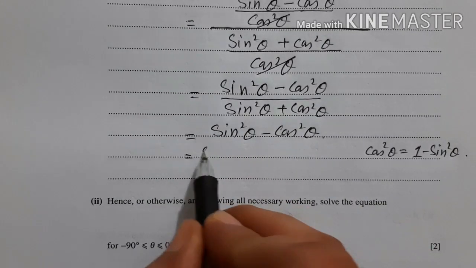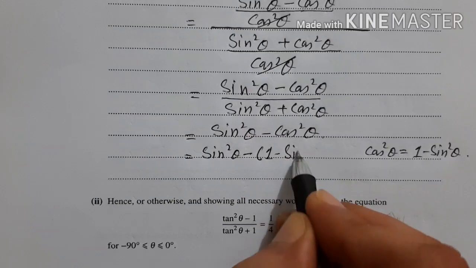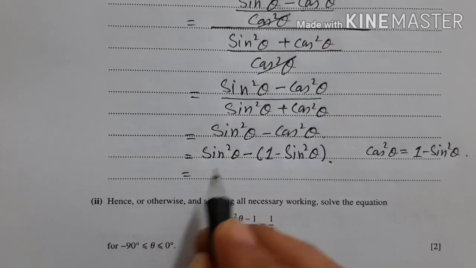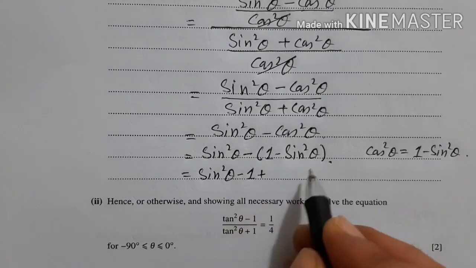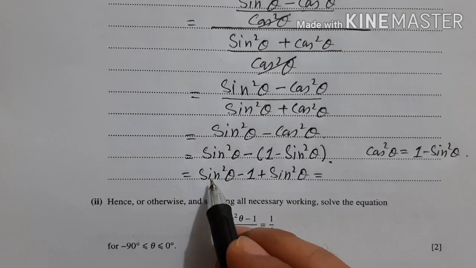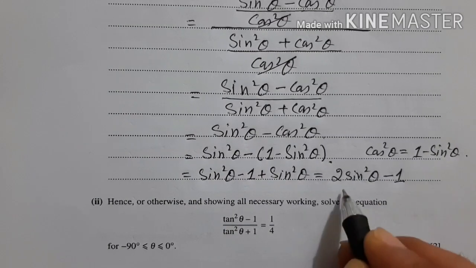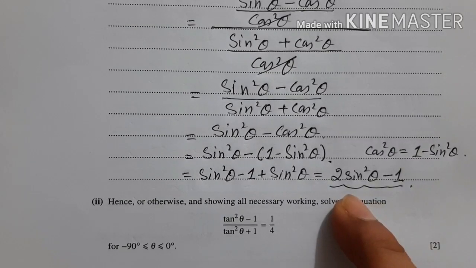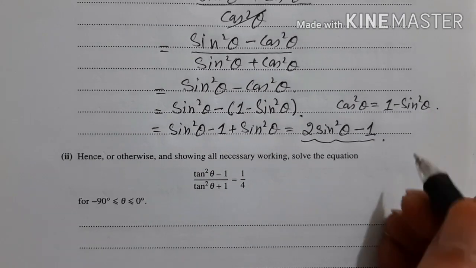So this will become sine square theta minus (1 minus sine square theta). So this can be written as sine square theta minus 1 plus sine square theta, which can be written as sine square theta plus sine square theta, 2 sine square theta minus 1. So this is our required answer. We have written this in the form a sine square theta plus b, where a is 2 and b is minus 1. So this is our answer.